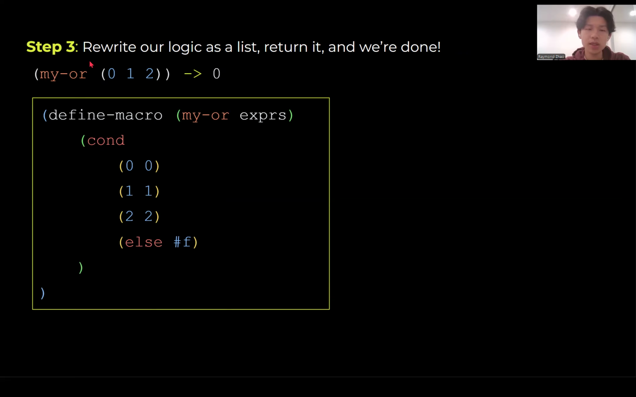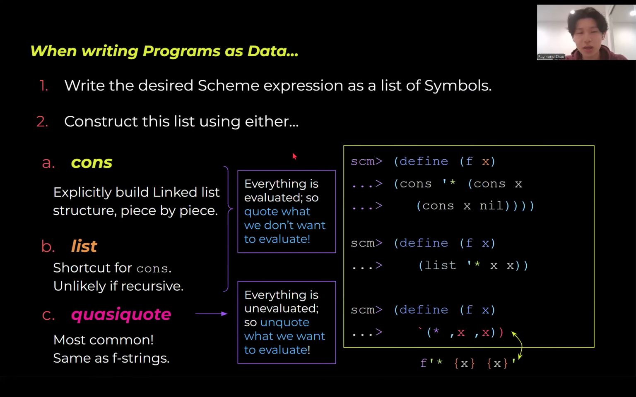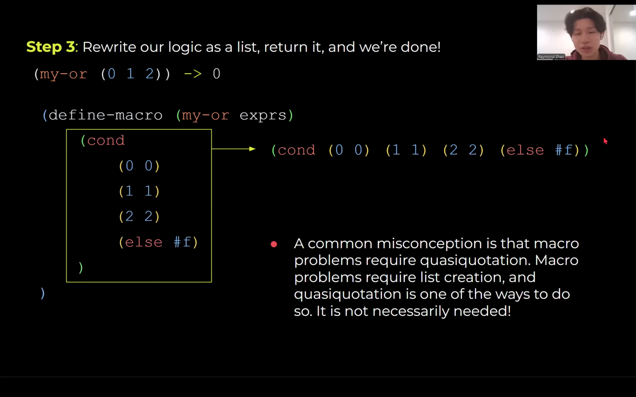Step one was identifying what behavior we want. Step two was writing the code that implements the behavior. And step three is writing the code that would produce the code that would produce our behavior. In the yellow box is the code that when you execute would produce the behavior we want. The macro is the code that would produce this code. Let me write it out all on one line. It's simply a list because, like I said, everything in Scheme is a list. So to write the macro, I need to write a function that produces this list.